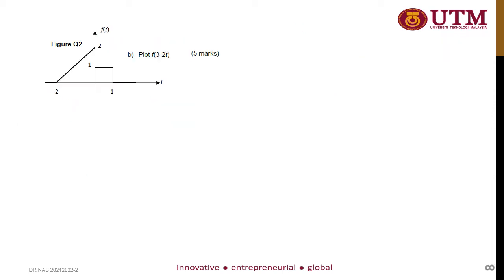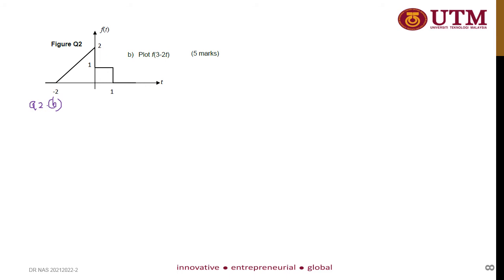Okay, next let's move on to question 2b. So don't forget to write down the question number. I keep on repeating the same statement again and again, and please make sure you do this in your test and also final exam and also in any exercises. Question 2b. Plot f(3 - 2t).